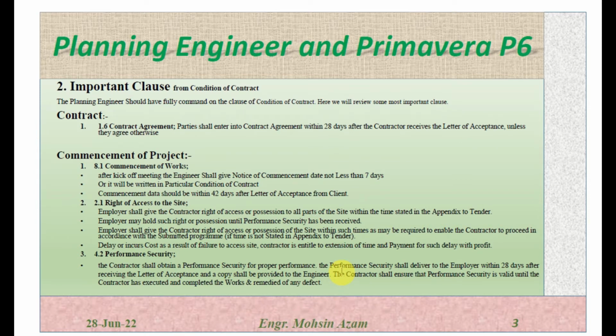The contractor shall ensure the performance security is valid until the contractor has executed and completed the work and remedied any defects. This performance security bond should be valid until the completion of work, but it also includes the remedy of any defect, meaning the defect liability period also.